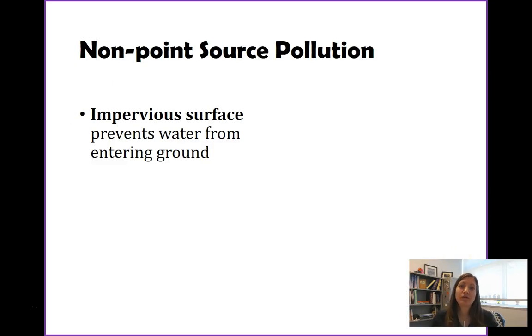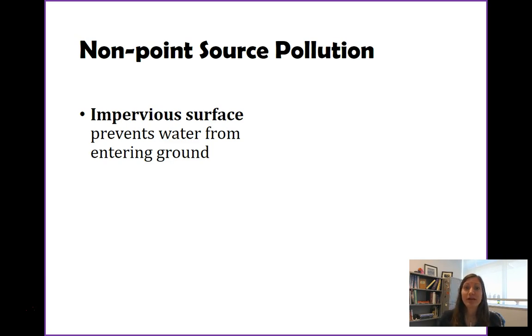Now, non-point source pollution is caused by a couple things. We're going to really focus on parking lots. Parking lots are an example of an impervious surface. Impervious means things cannot get through it. So water that's on top of the parking lot cannot go under the parking lot to the ground. But that naturally is what it was. It used to be just grass at one point.